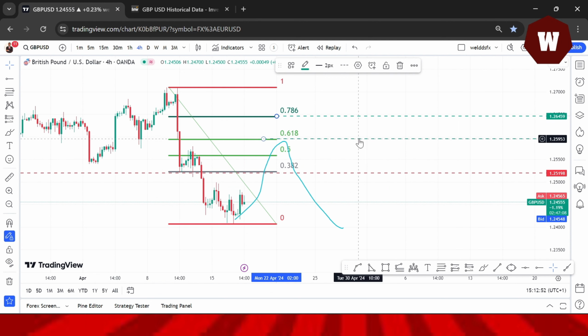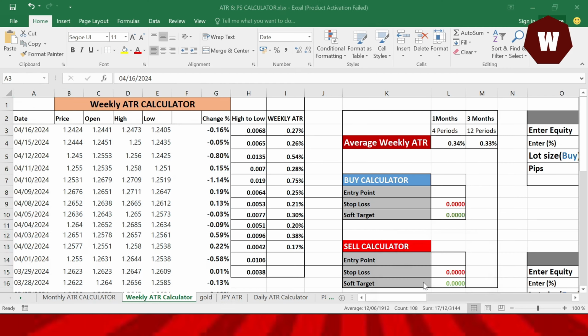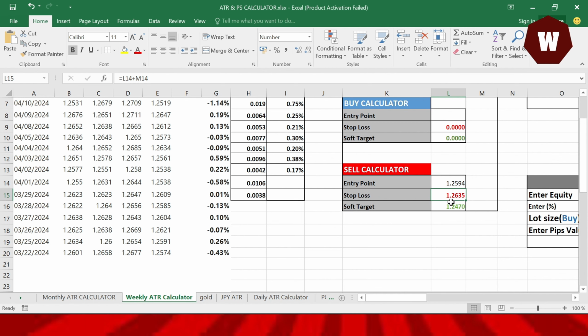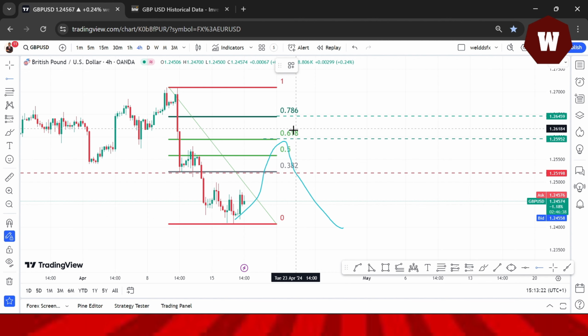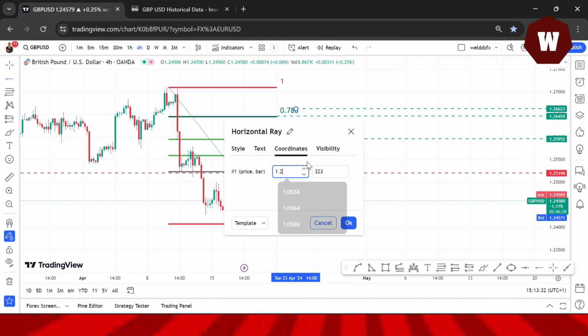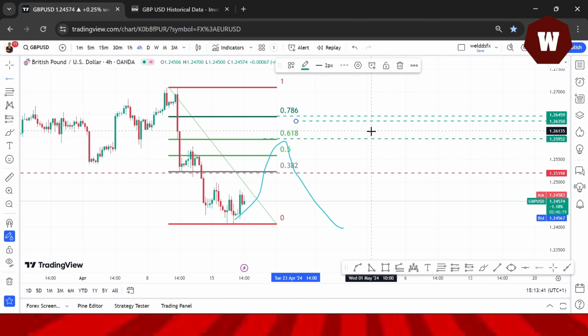The entry point where I want to enter the trade is at 1.2594 for a sell. If I enter it, you will now see that the stop loss should be at 1.2635, which is around here. Okay, this will be my entry point.